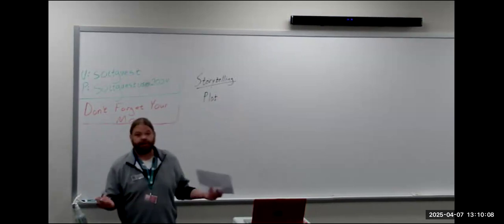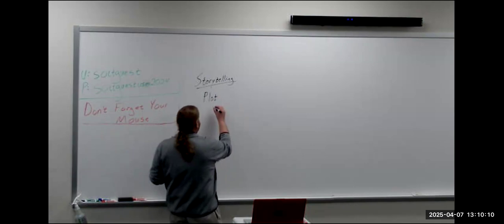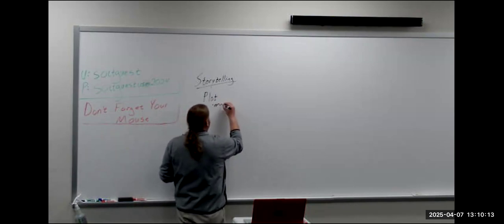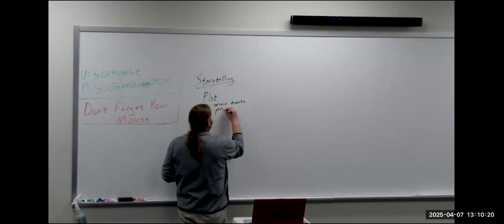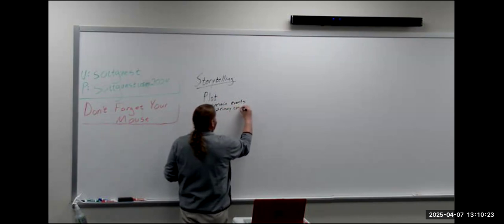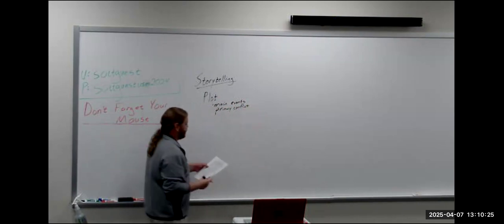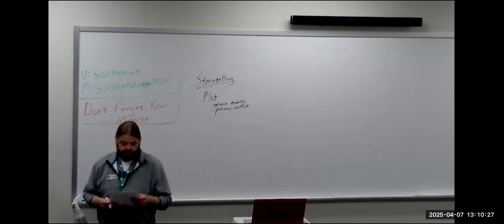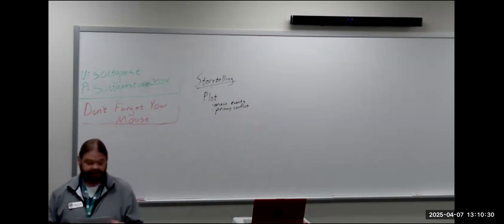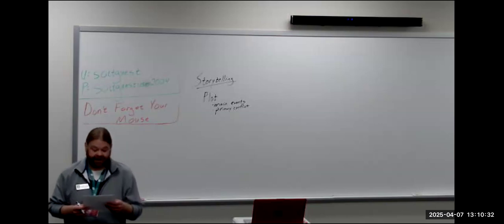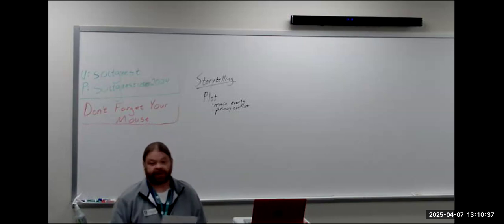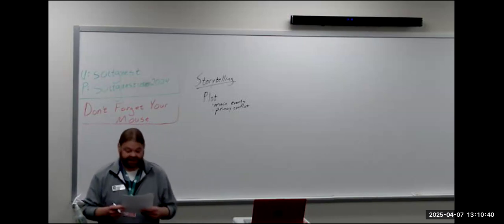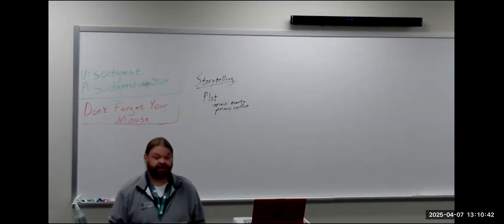So some key parts here: the plot, the main events, the primary conflict. What will happen during the climax of the story? What is the main crisis in the story? The rising action events that lead up to the conflict. What happens in the falling action? Events that occur after the conflict.